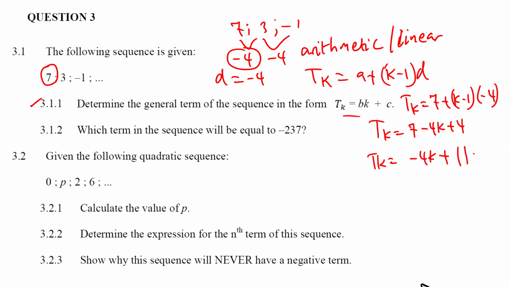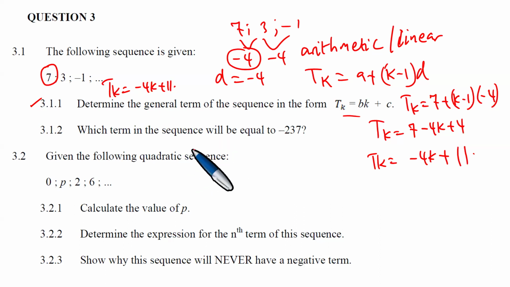Right, so that is the answer. Because it said determine the general term of the sequence in this form, it means that tk is actually minus 4k plus 11, and that is the answer. Okay, let's look at 3.1.2.